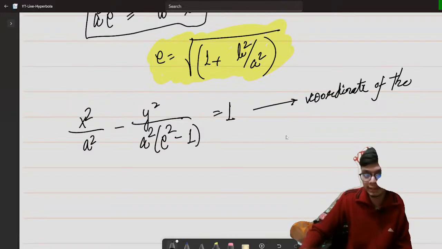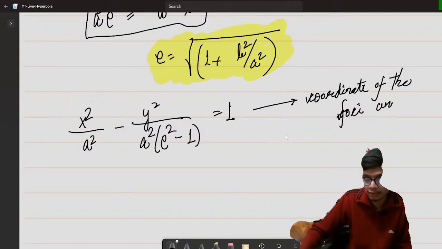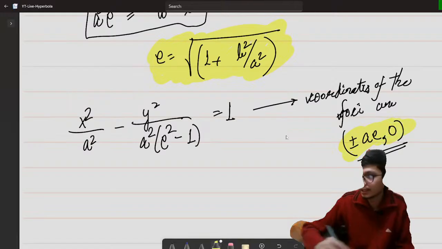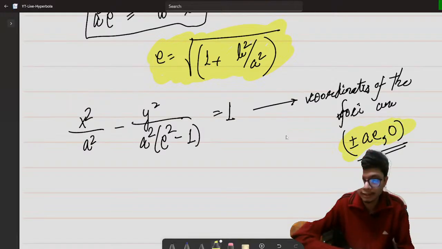So from here I will get the coordinates of the focus. I'm writing foci, which is the plural of focus. So the coordinates of the foci are plus or minus a comma 0. These are the coordinates of my foci. Having known the eccentricity and the standard equation, I can therefore define the coordinates of the foci of the hyperbola.